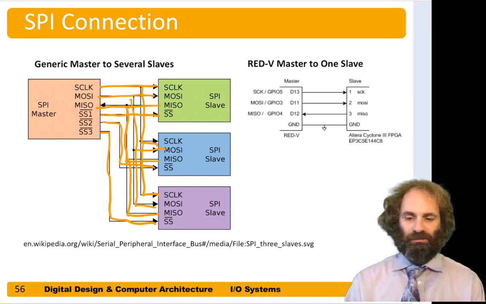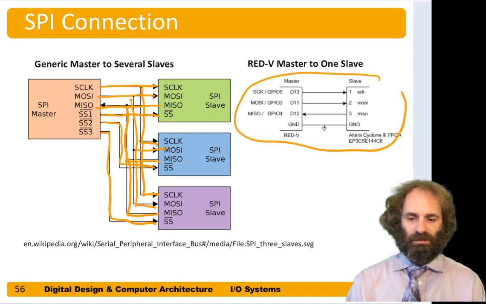Here's another case of a particularly simple system where there's just one master and one slave, and so the slave select is not needed at all. It is important to remember to tie the grounds together on the system because voltages are relative to ground. If you don't have a common ground, the master and slave aren't able to communicate reliably.